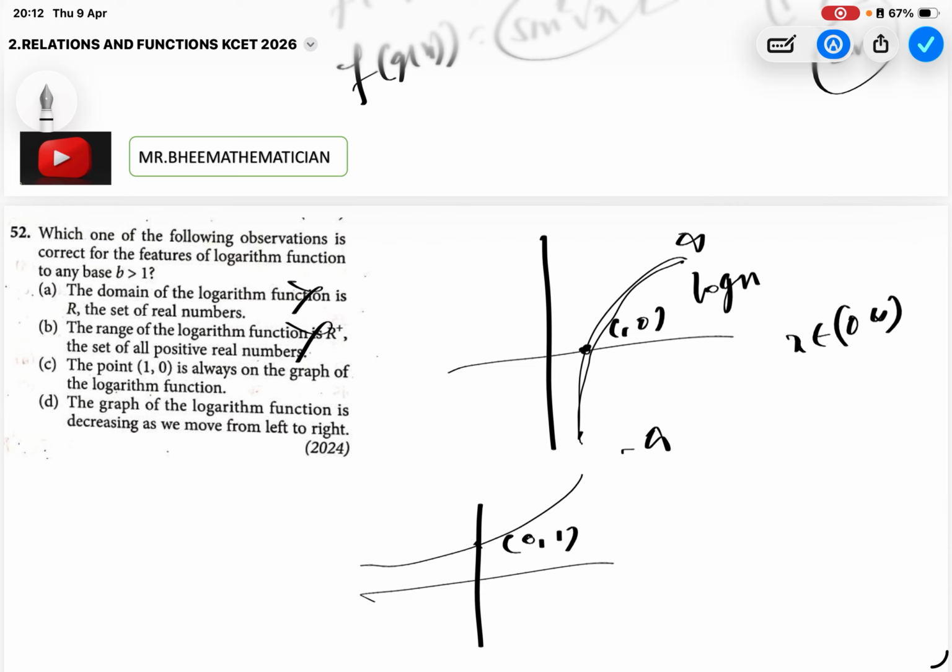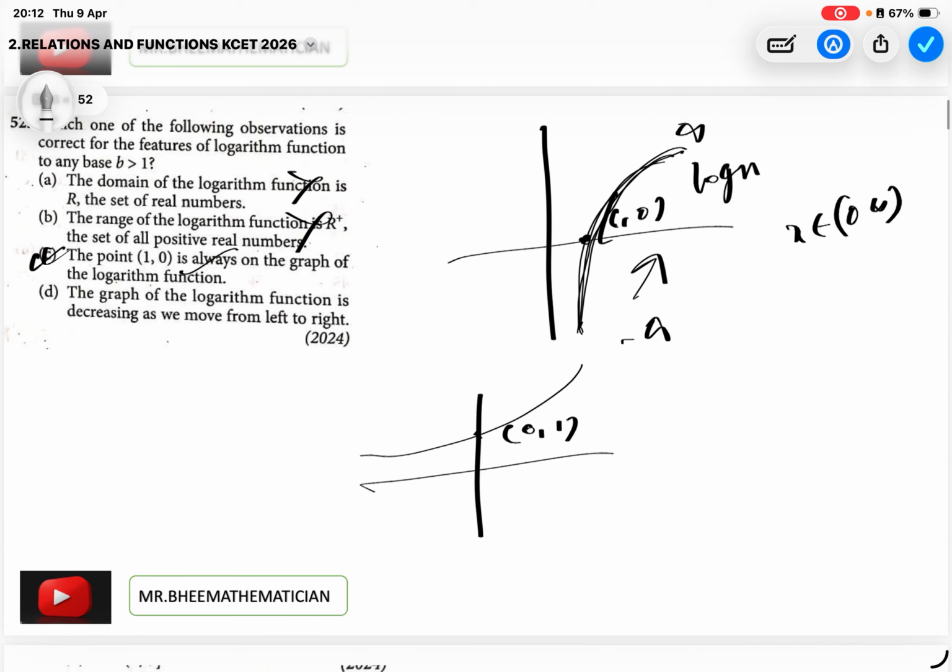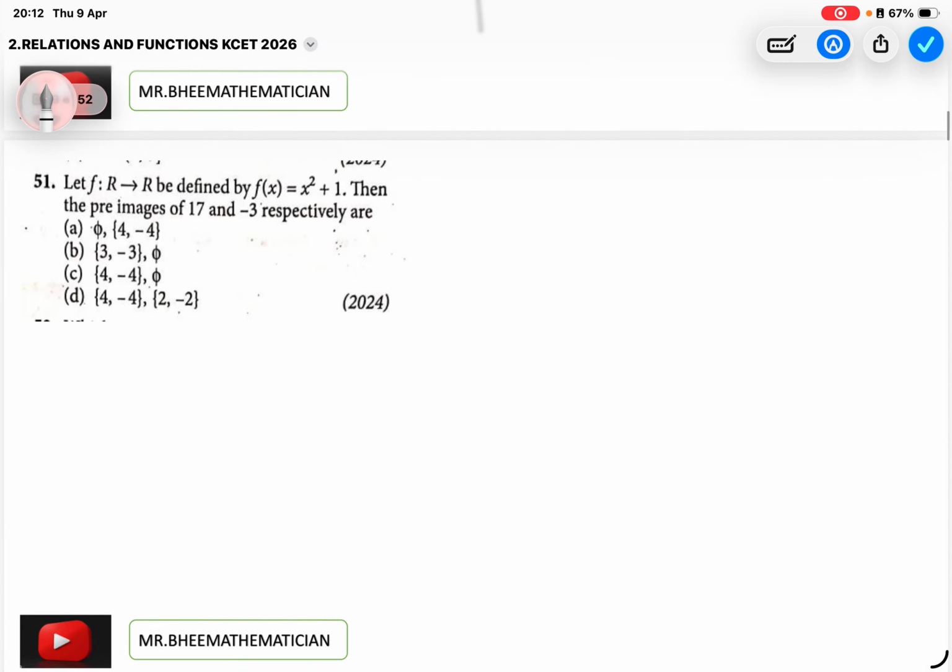And what about the point (1, 0) always being on the graph? Yes, it is correct, (1, 0) is on the graph. And the graph of the logarithm function is decreasing? No, it is increasing. So option C is correct, and the others are wrong.